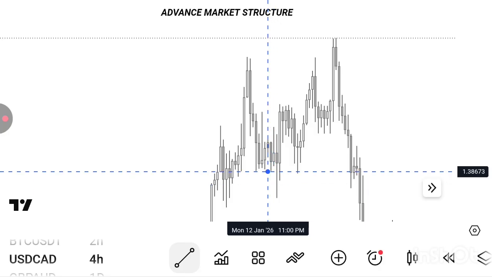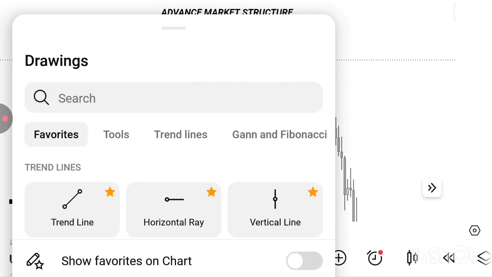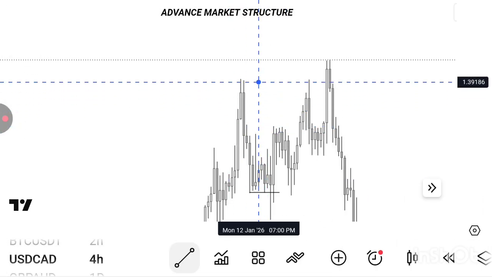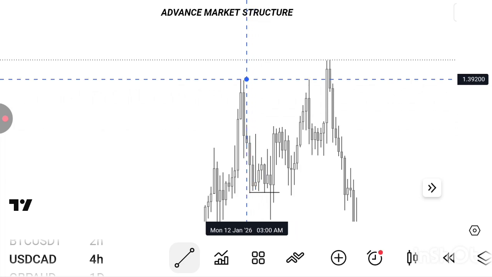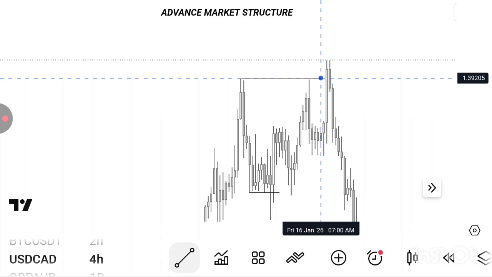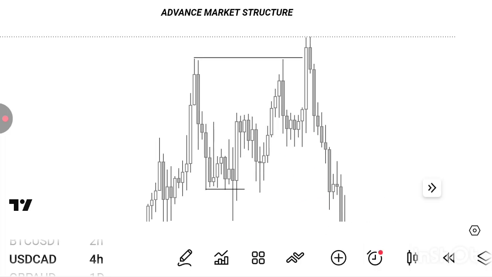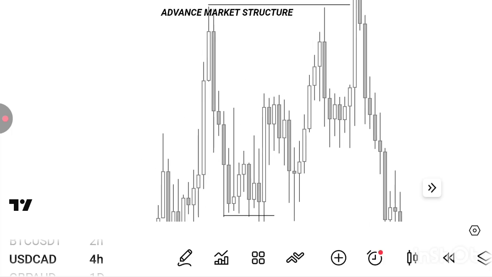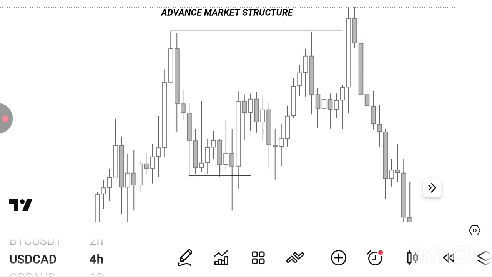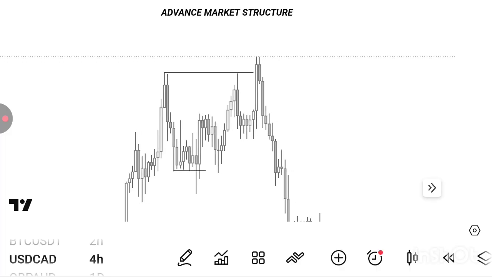After price took this level out, this is internal range liquidity. After price took this particular internal range liquidity, what you should now be expecting is what? An expansion towards the external liquidity. We are now expecting expansion to the external liquidity, and that's what we got. But pay attention to what happened in between these levels here. Pay attention to what happened. This is what actually happened here.